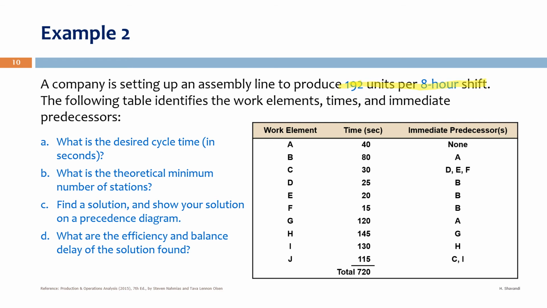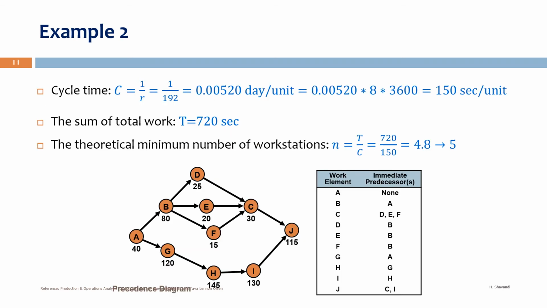And here we do have the work elements for each item of the product. So we have these work elements. We do have the processing time of each work element in seconds, and also we do have the precedence relationship between the work elements. And the total work content here for each item of the end product is 720 seconds. Okay, now we first calculate the cycle time.